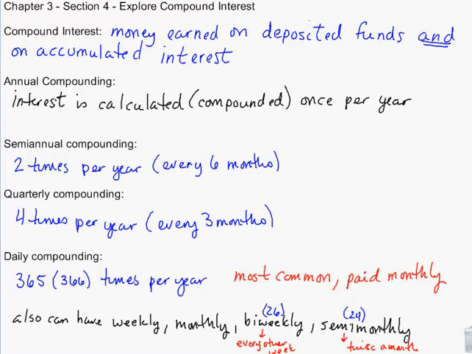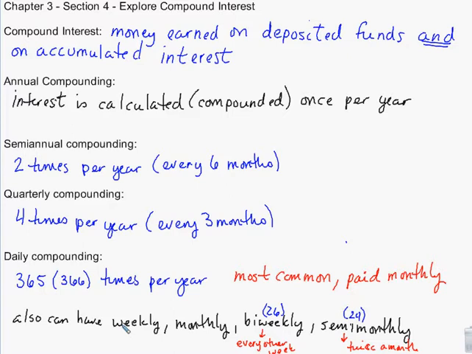Okay. Compounding is the calculation. So if you have annual compounding, the interest is calculated once a year. Semi-annual is twice a year. It's every 6 months. Quarterly is 4 times a year or every 3 months. Daily is either 365 or 366 if it's a leap year times a year. One of the most common for savings accounts is daily compounding, but it's paid monthly. You could potentially also have weekly, monthly, bi-weekly, and semi-monthly.